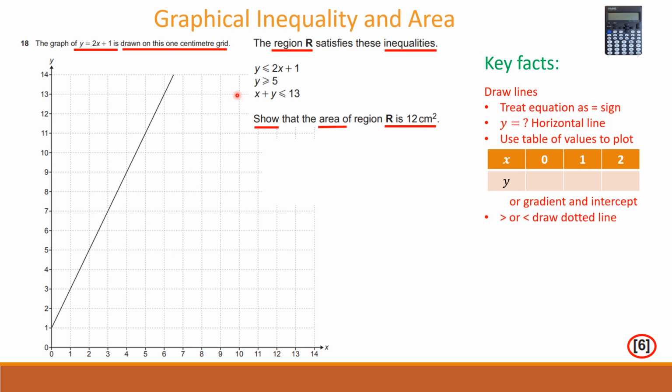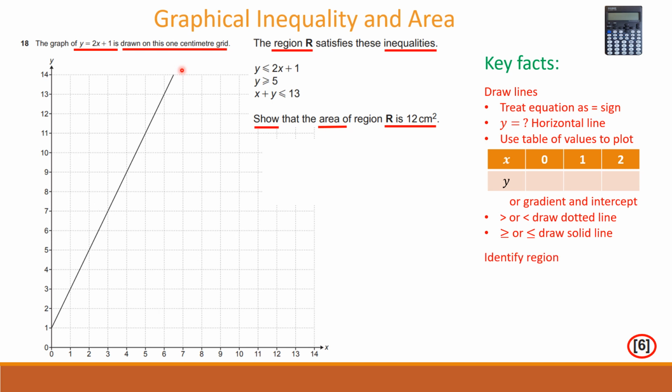Now you've got to decide whether you're going to be drawing a solid line, like you can see here, or whether it will be dotted. If it's just greater than or less than, it's going to be a dotted line. But if it's greater than or equal to or less than or equal to, you draw a solid line. So in this case, these have all got the equal to signs in, so they're all going to be solid lines like the one you can see here.